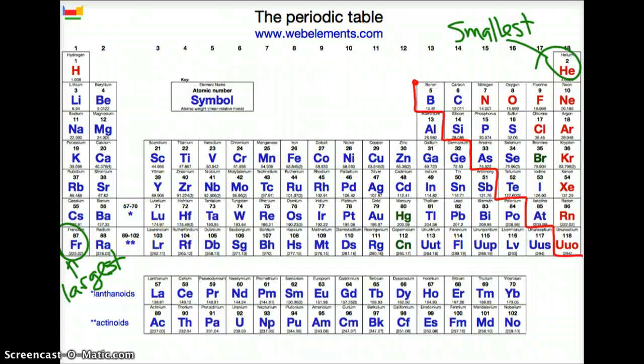There were four examples on the previous slide of which element is larger. If we look, it says cesium or francium. Those are down here on the lower left, and francium is going to be the larger one. There's an extra energy level there.